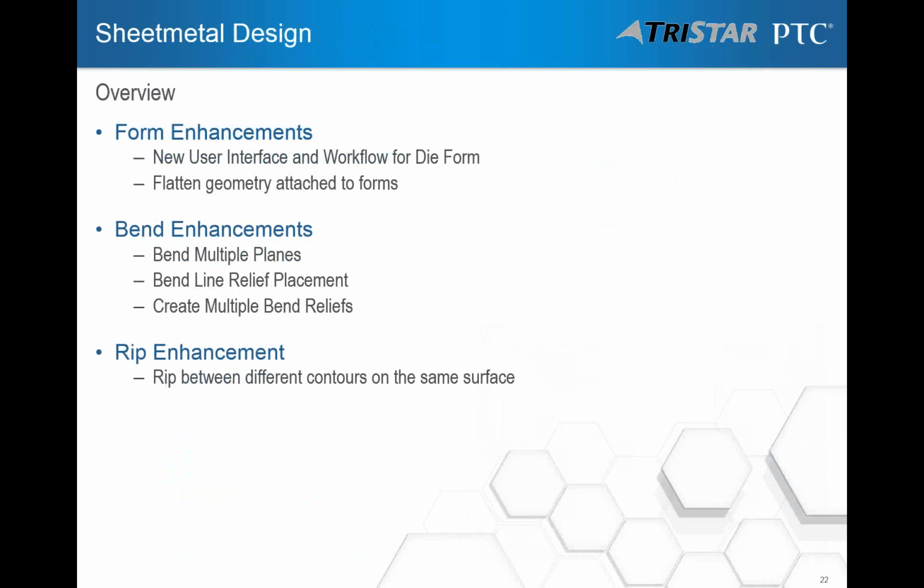With sheet metal, we have some new enhancements with the form functionalities. There's a new user interface and workflow for using die forms. There are also some new abilities with the flattened geometry attached to forms. Some bend enhancements: bending multiple planes, bend line relief placement, and creating multiple bend reliefs. And some rip enhancements to be able to create rips between different contours on the same surface.